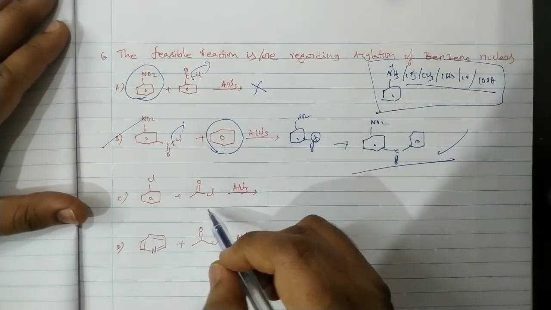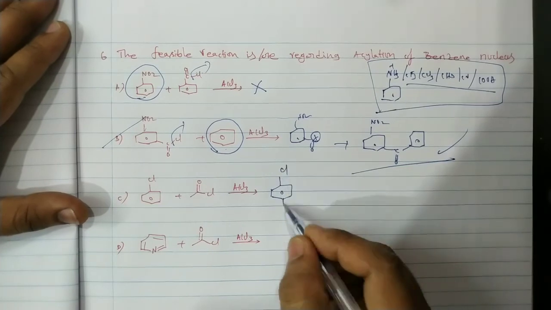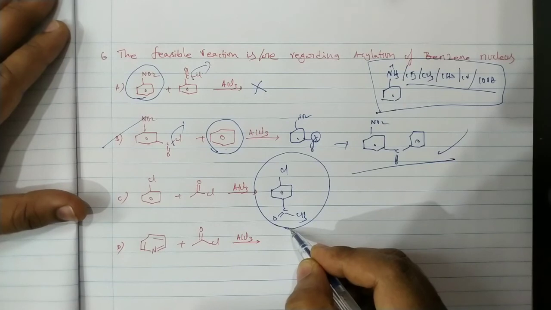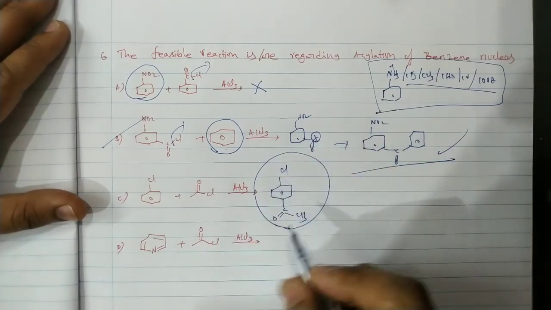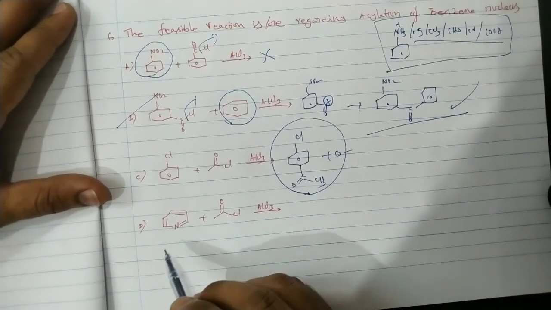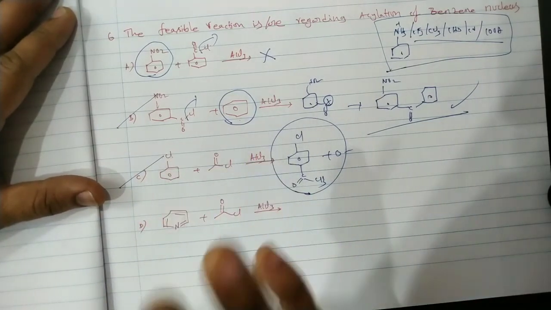Next here, chlorobenzene and acylation reaction. Of course here chlorine is a deactivating group, but it is an ortho para directing group. So this is the major product. Of course in a halobenzene, always the para isomer is the major product. Of course we can get the ortho isomer also. Okay, that's it. Next here in this case, this reaction is also feasible.